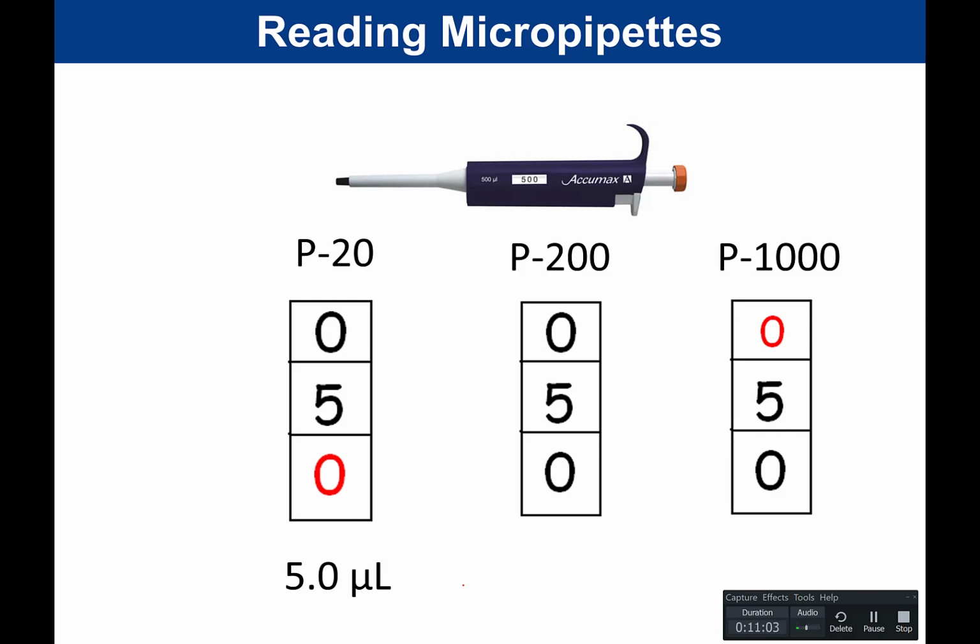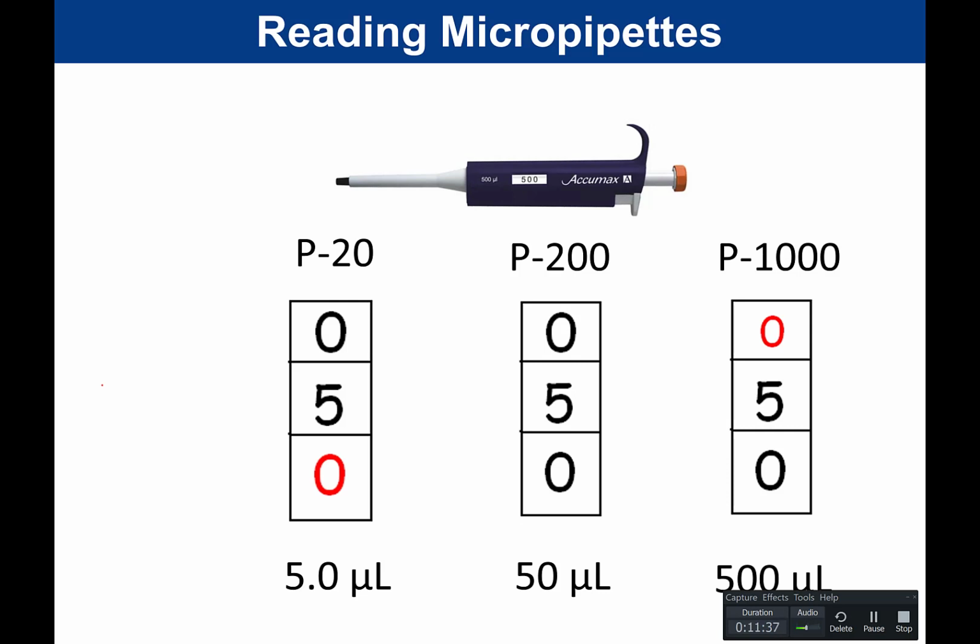If that is a P200 and it reads 050, remember that the top placeholder is now hundreds. The 5 is now in the tens, nothing in the ones, so that reads 50 microliters. If we are reading that in a P1000, the top number is going to be the thousands, then the hundreds, then the tens. So if it reads 050, it is now set to 500 microliters.